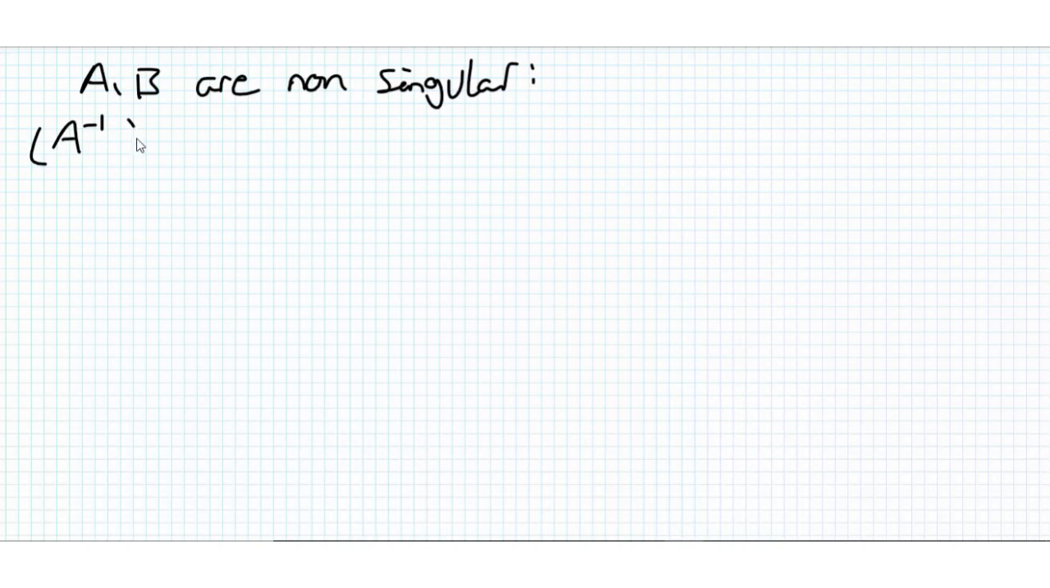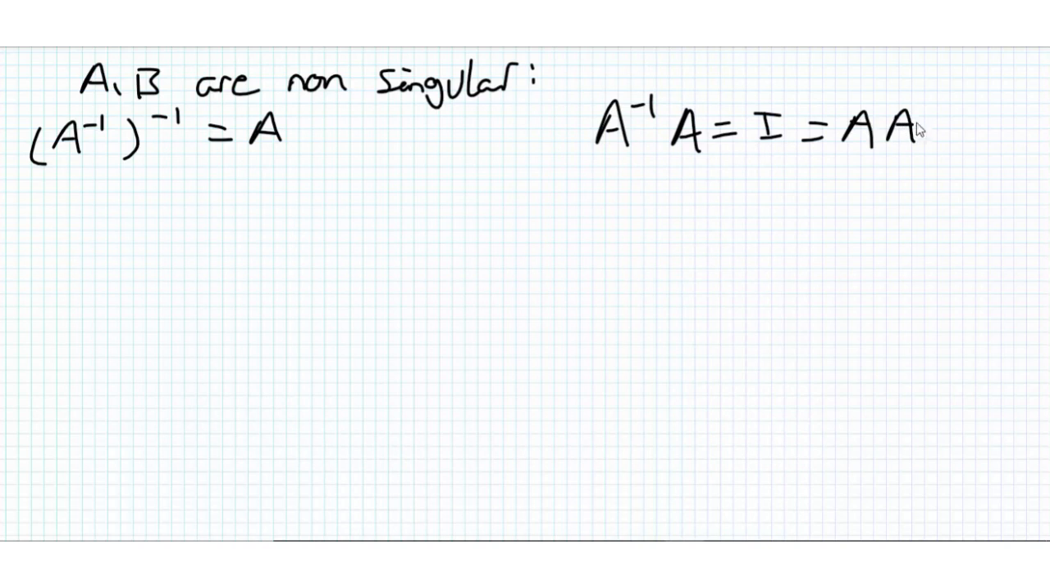A inverse inverse is equal to A. This makes sense. If we invert the inverse of a matrix, we get that matrix back. And this comes from the definition of the matrix inverse, that A inverse multiplied by A is equal to the identity matrix, which is equal to A multiplied by A inverse. So it makes sense that if you invert the inverse matrix, you get back to the matrix itself.